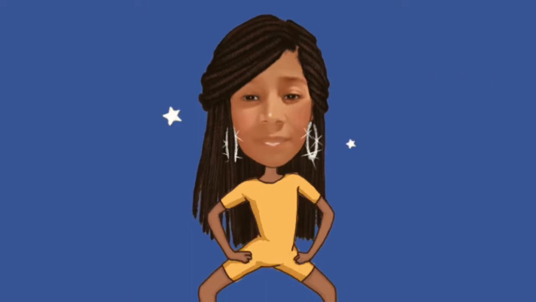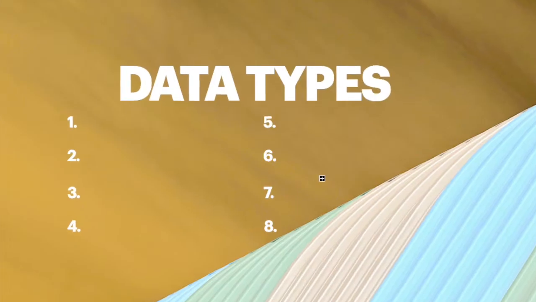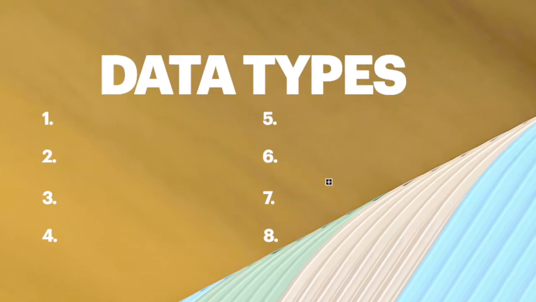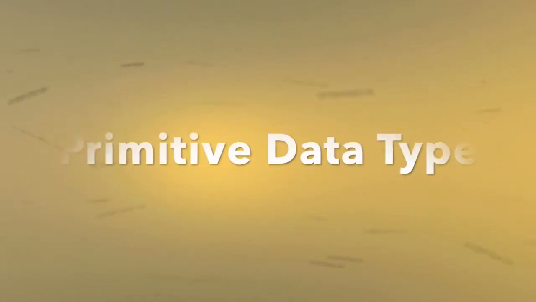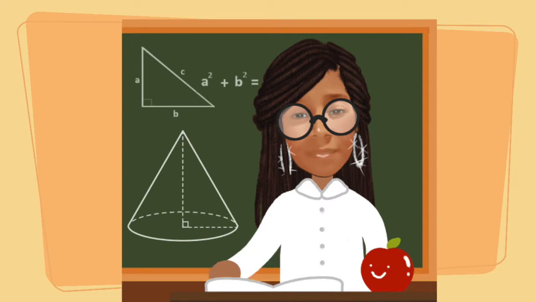In this video, we're going to discuss 8 basic data types, which are predefined in Java. These are also known as primitive data types. The first 4 data types are for storing integers, meaning numbers without any fractional parts.